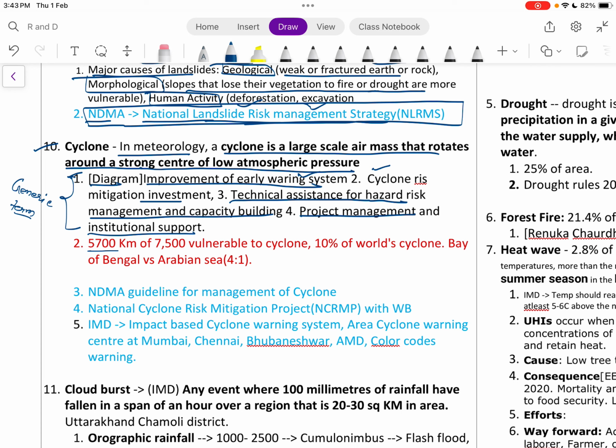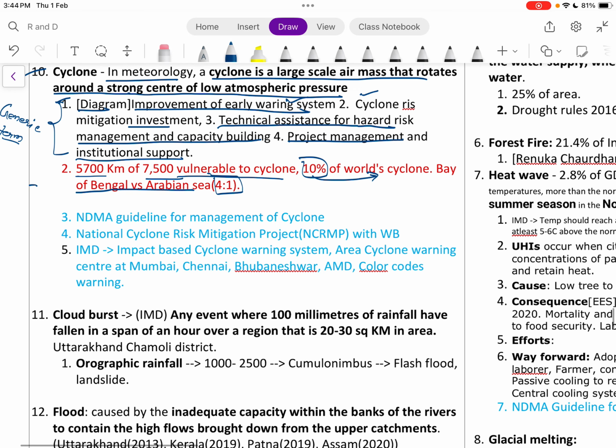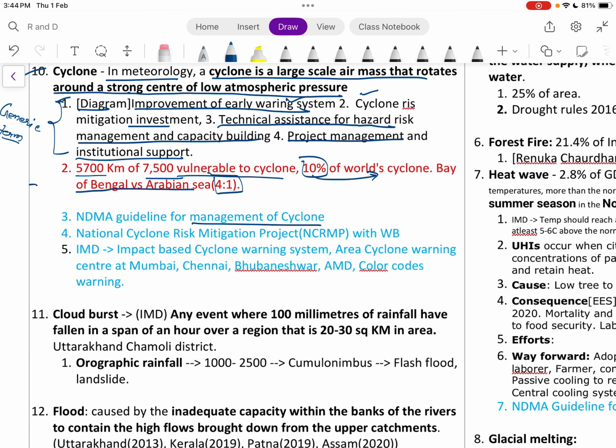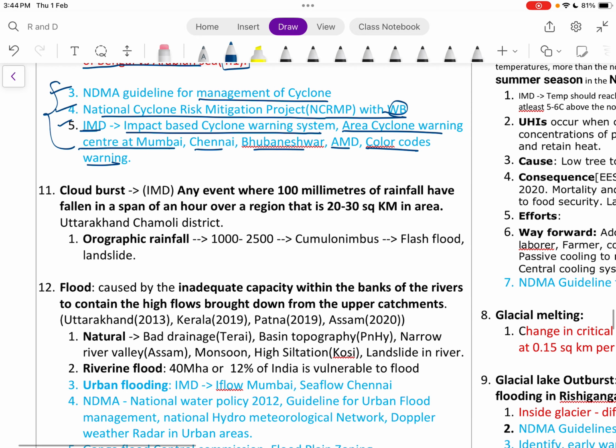5700 kilometers to 7500 kilometers of coastline is vulnerable to cyclone. 10% of world cyclones fall in the Bay of Bengal. I think it is in the Indian Ocean. Bay of Bengal versus Arabian Sea, the ratio is 4:1. NDMA guideline for the management of cyclone. National Cyclone Risk Mitigation Project with World Bank. IMD cyclone warning system, Area Cyclone Warning Centers at Mumbai, Chennai, Bhubaneswar, Ahmedabad, color codes of warning. These are the initiatives taken by the government.